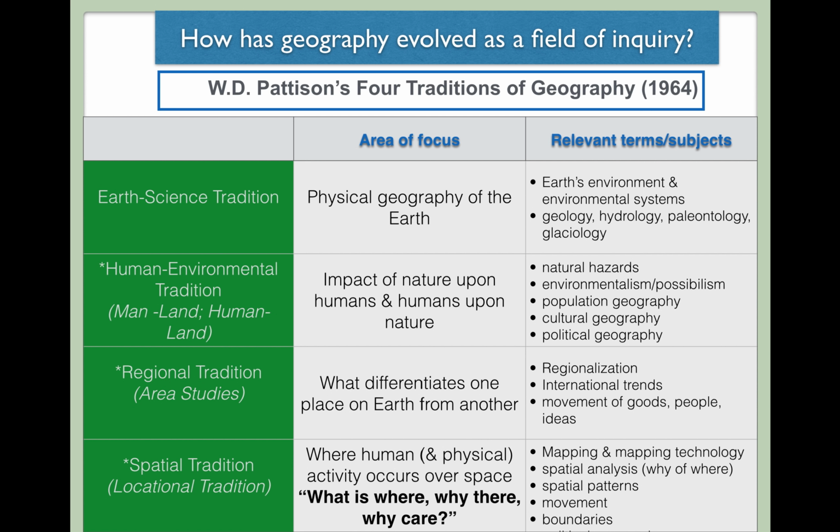And lastly, this is the one that's going to be most important because this is the heart of AP Human Geography, is the spatial tradition. And here we're looking at where human and physical activity, meaning the natural world, occurs over space.